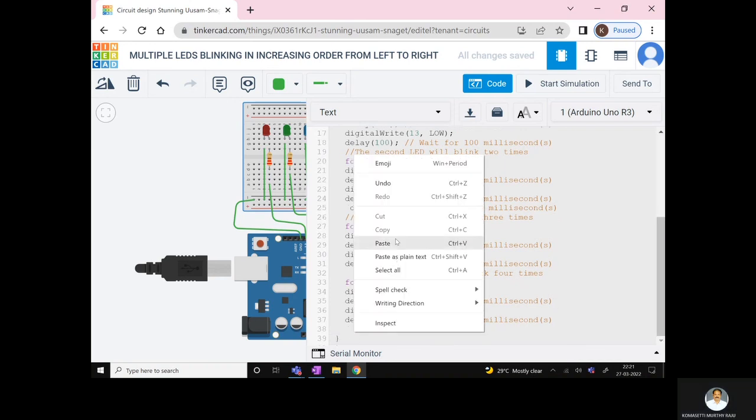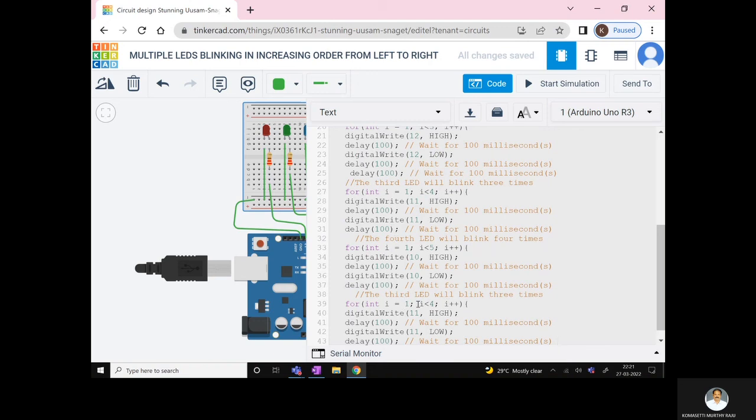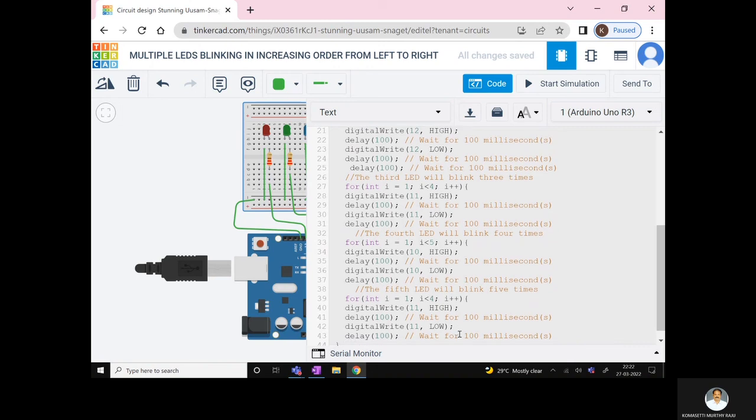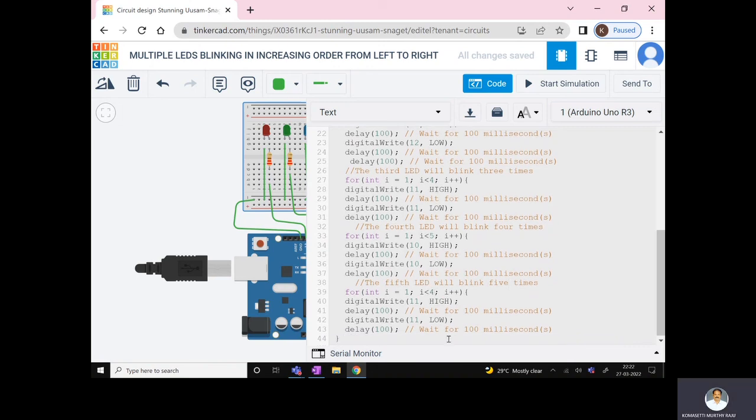Next one. The fifth LED will blink 5 times. Here we use 6. The ninth pin, here 9.